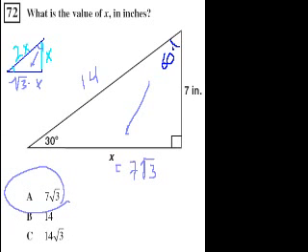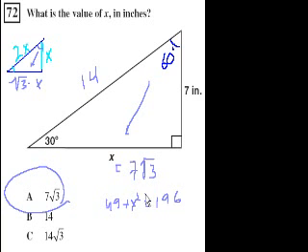And don't take my word for it. Well, you could take my word for it that this is double that. And we proved that a couple of videos ago. But you could do the Pythagorean theorem here. You could say that 7 squared, which is 49, plus x squared is going to be equal to the hypotenuse squared. 14 squared is what? 140. 4 times 14 is 196.